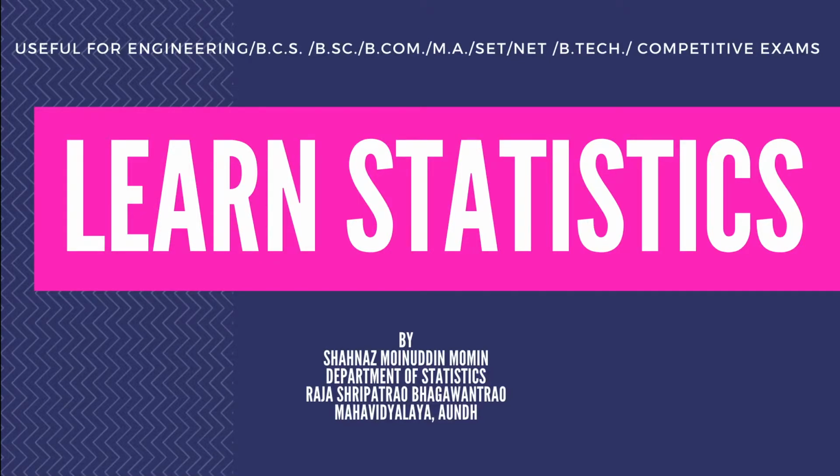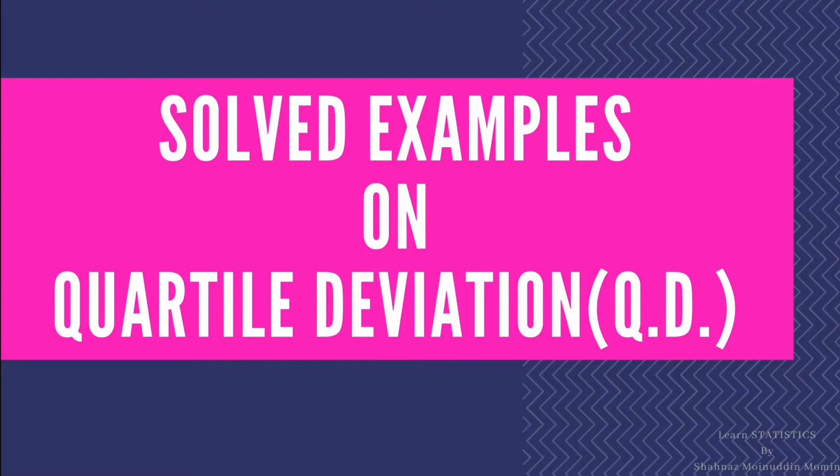In this class, we are going to learn the statistical concept in a simple and easy way. The topic of today's lecture is examples on quartile deviation. Quartile deviation is a measure of dispersion. We will learn the examples on quartile deviation depending upon three types of data. First one is individual data, second is discrete data, and the third type of data is continuous data.